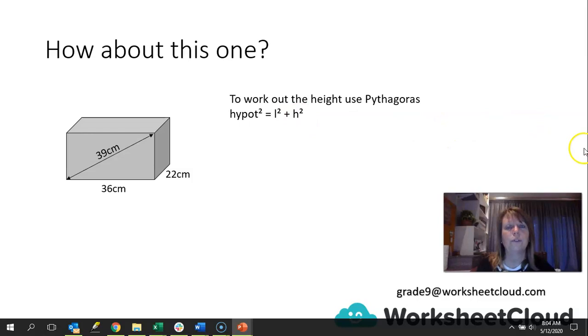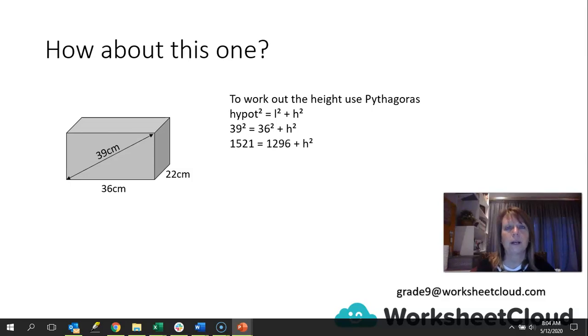So what we have to do is the hypotenuse squared is equal to the length squared plus the height squared. Remember, hypotenuse is equal to the sum of the other two sides, right? We know the hypotenuse, it's 39, so we have to square that. And we know the length, it's 36, we have to square that, but we don't know the height.